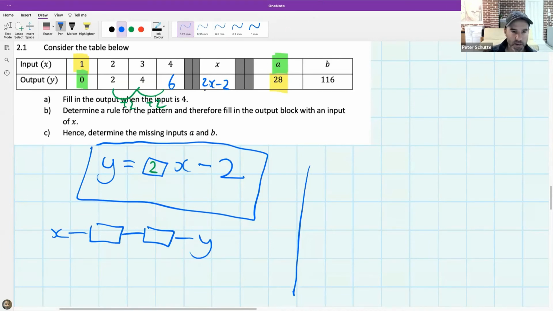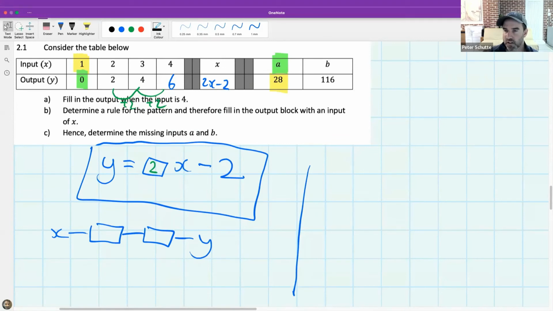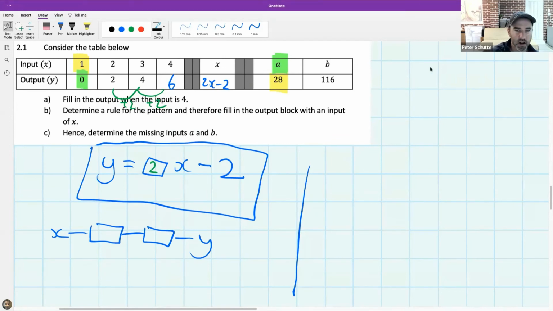I'm going to ask someone to come online, a lot of people are saying something. So Setu, I'm going to unmute you. If you could help us understand how you found out what A was. So basically you're going to take 28 and then do the inverse operation, meaning you're going to add 2 to 28 and divide it by 2.